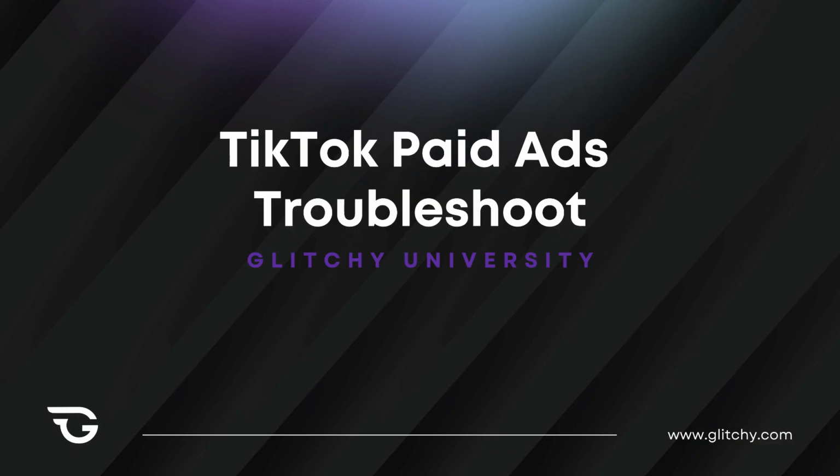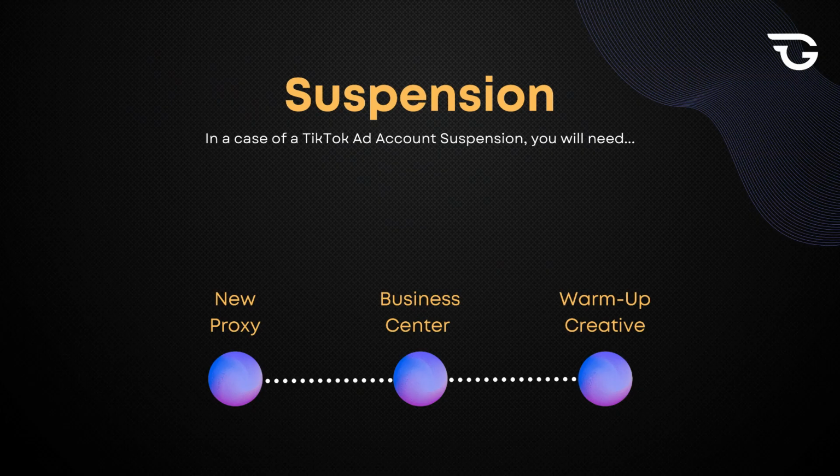In case of a ban or suspension, you'll need to change these three things. First up, you'll need a new proxy. You will also need to create a new business center. And finally, you'll need to find a new warm-up creative and landing page. I wouldn't recommend using the same warm-up creative you used before. It's better to use a fresh one.